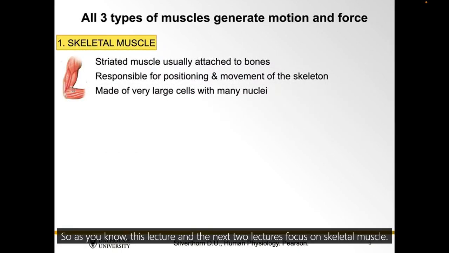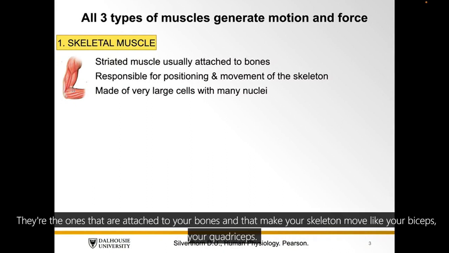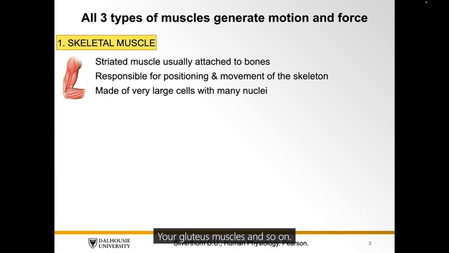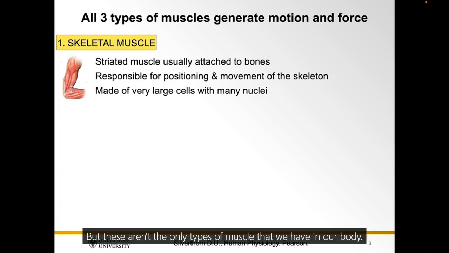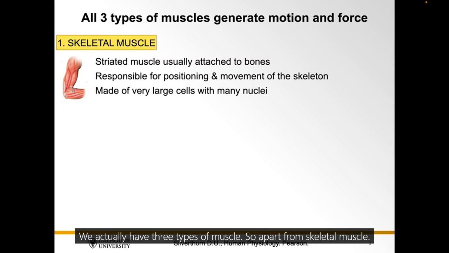So as you know, this lecture and the next few lectures focus on skeletal muscle. So these are the muscles that people typically think of when we refer to muscle. They're the ones that are attached to your bones and that make your skeleton move, like your biceps, your quadriceps, your gluteus muscles, and so on. But these aren't the only types of muscle that we have in our body. We actually have three types of muscle.